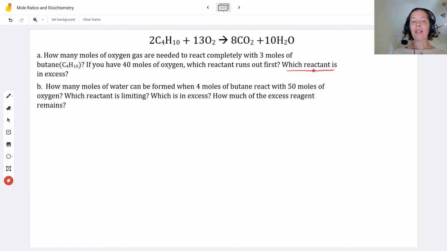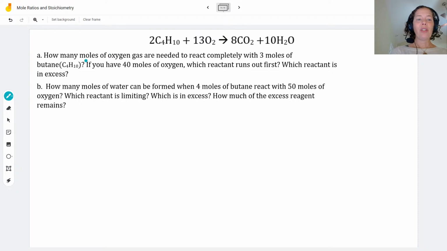Of course, this last part here asks which reactant is in excess. If you see limiting or runs out first or excess or left over, that should also be a sign that you're not just dealing with simple stoichiometry, but you're dealing with limiting reagent stoichiometry. So that's what I like to do first, is identify what kind of problem I'm dealing with, so then I know what tools I need to use to solve this problem. So let's do part A first. This is just the simple stoichiometry.